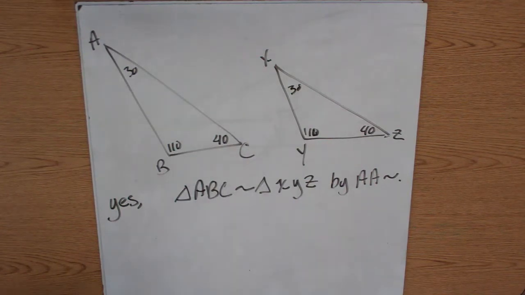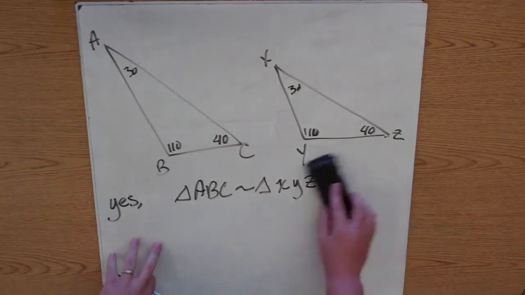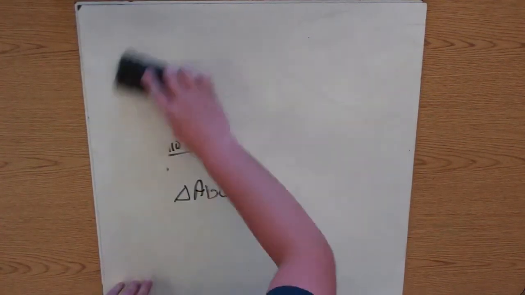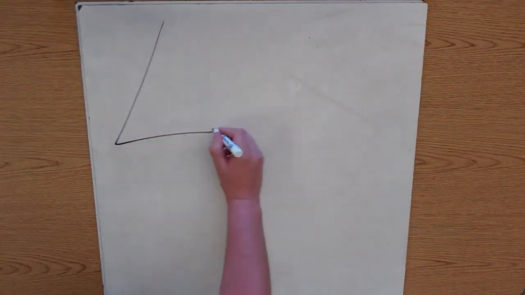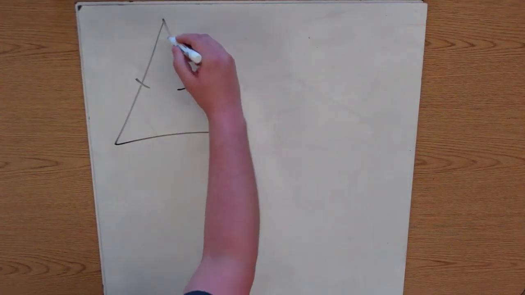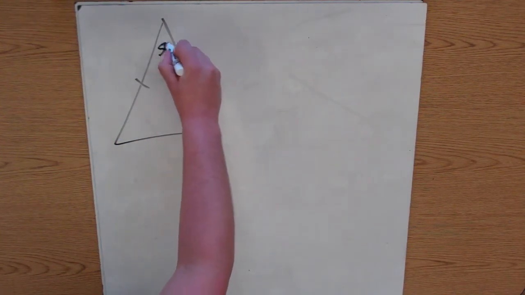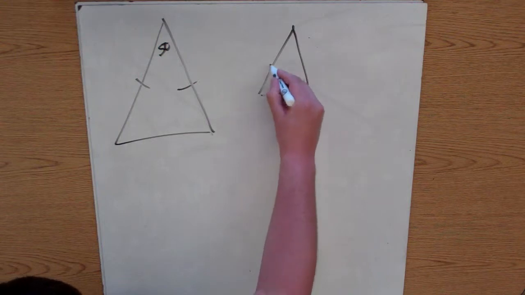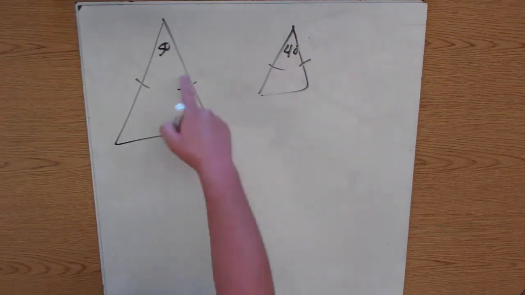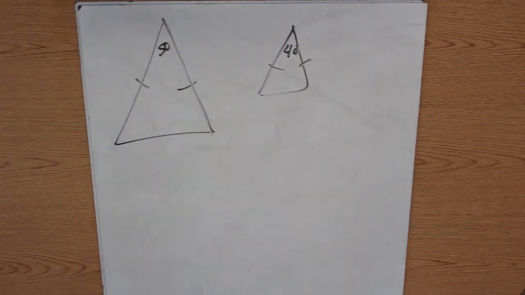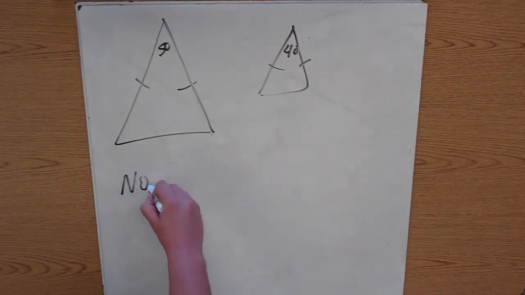All right. Let's look at number 4. Number 4, we have two isosceles triangles. All right. Now, remember, for similarity, all three angles have to be congruent. All right. All three angles have to be congruent. Now, when we look at these two triangles, if you notice, our two vertex angles are different. So, are these similar? No.